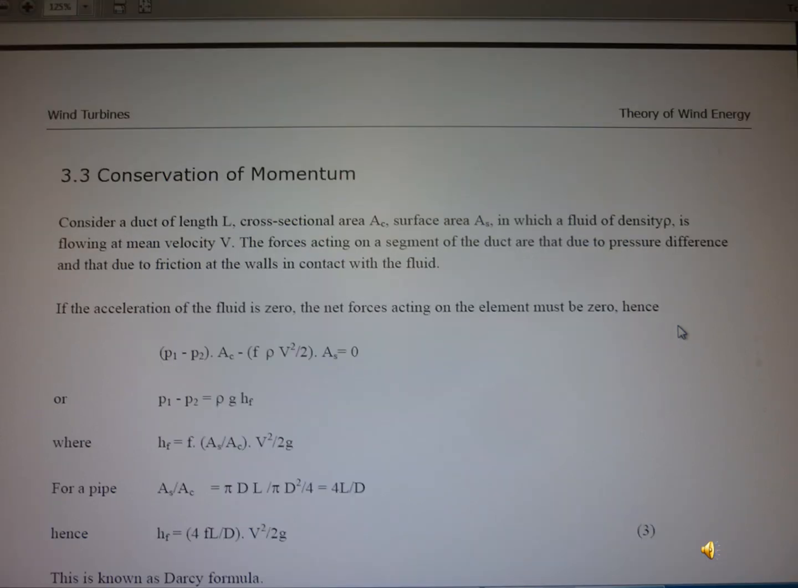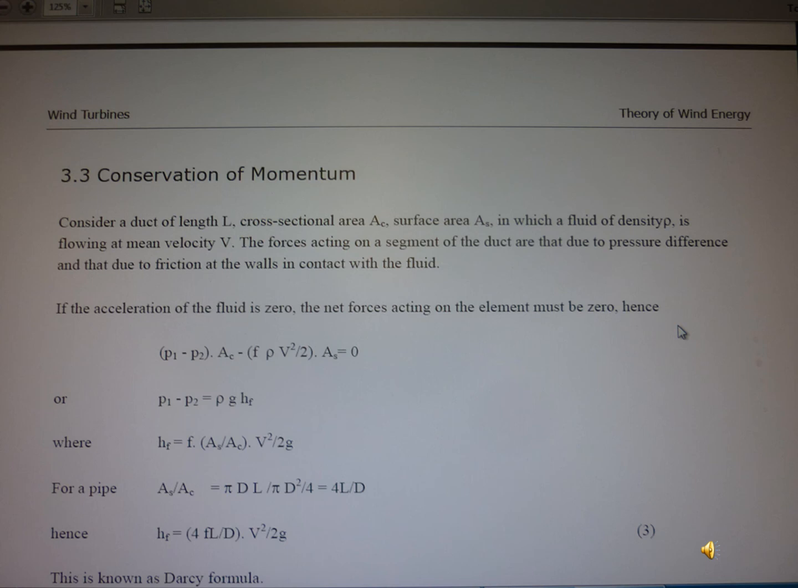This one is the conservation of momentum. Consider a duct of length L, cross-sectional area AC, and surface area AS, in which a fluid of density rho is flowing at mean velocity V. The forces acting on the segment of the duct are those due to the pressure difference and those due to the friction at the walls in contact with the fluid. If the acceleration of the fluid is 0, the net force acting on the element must be 0. Hence, (P1 minus P2) multiplied by AC minus f rho V squared divided by 2 multiplied by AS equals 0.